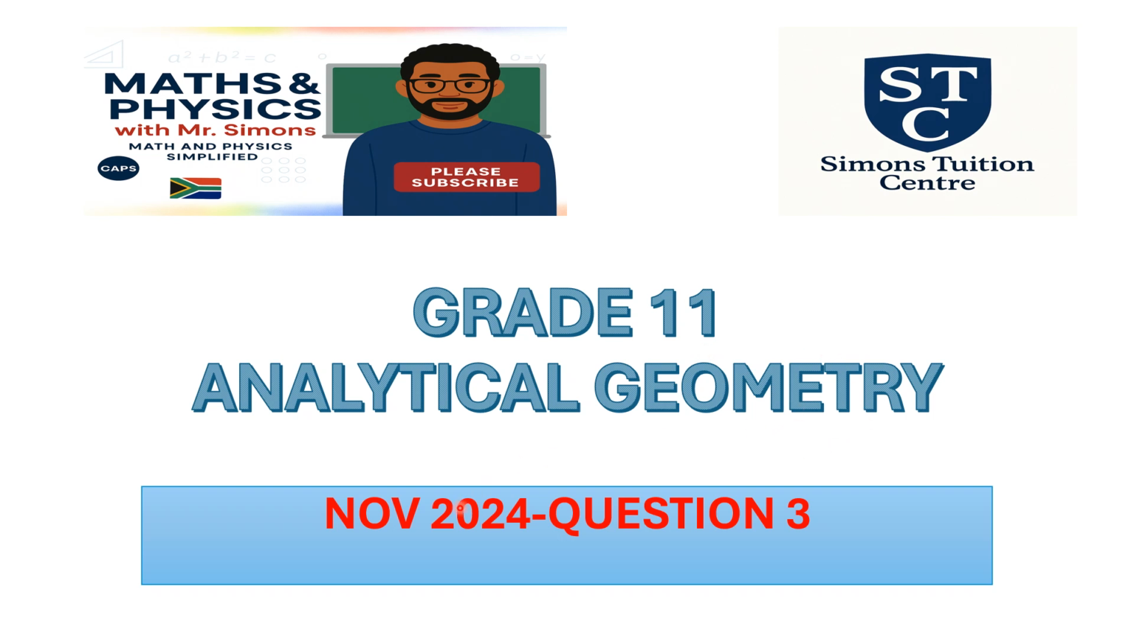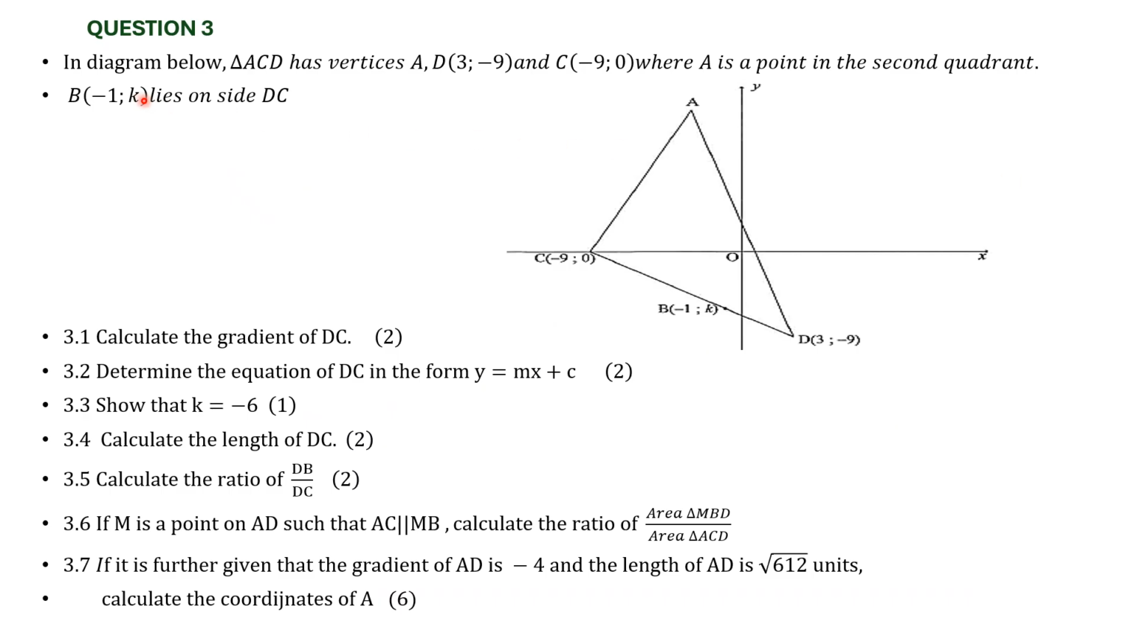We're looking at November 2024, question 3. So, in the diagram below, triangle ACD is given with vertices A, D, and C, where A is a point in the second quadrant and B lies on the side DC. So they want us to calculate the gradient of DC.